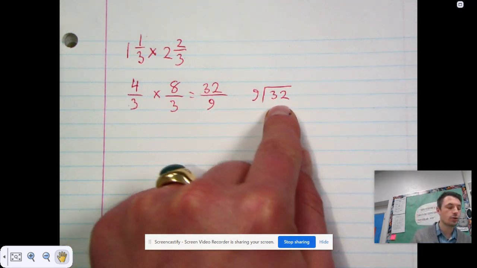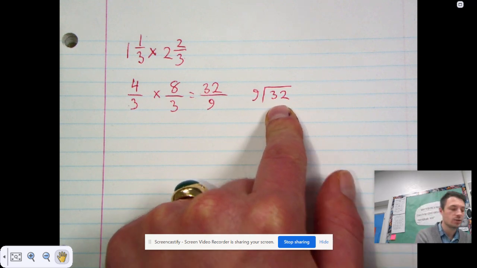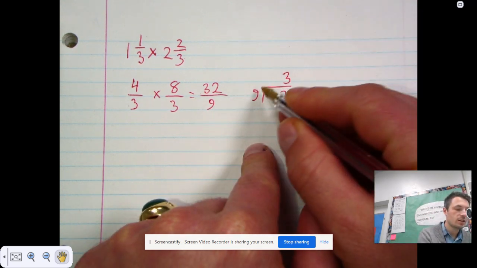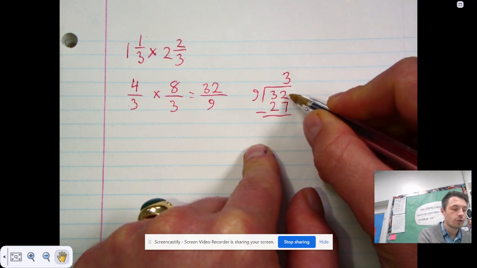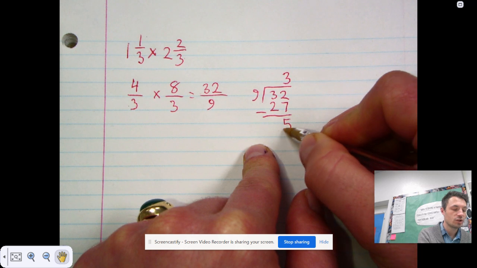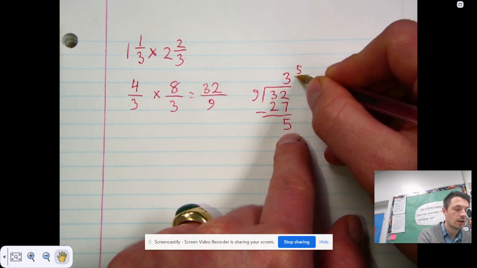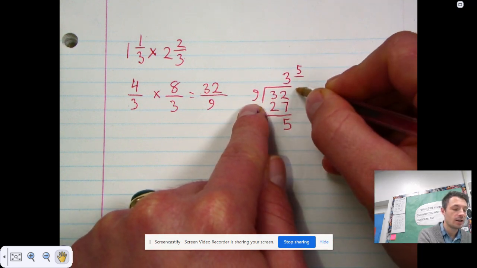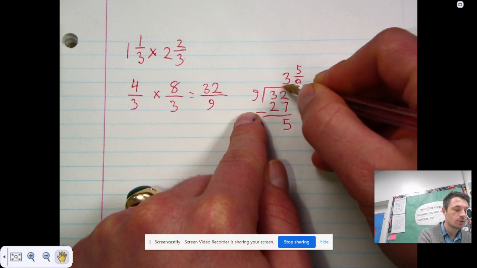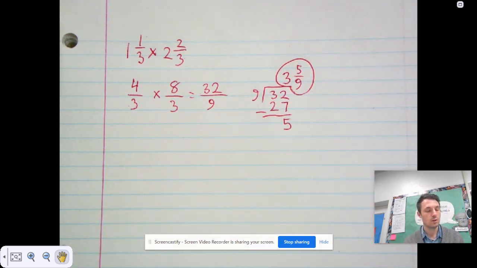9 can fit into 32 3 times because 9 times 4 is 36, so that's too big. So 3 times 9 is 27. Now we have 32 minus 27, which is 5. This becomes our new numerator, whatever the remainder is, and the denominator, the divisor 9, is our denominator. So the answer is 3 5/9. Okay? So that's the answer, 3 5/9.